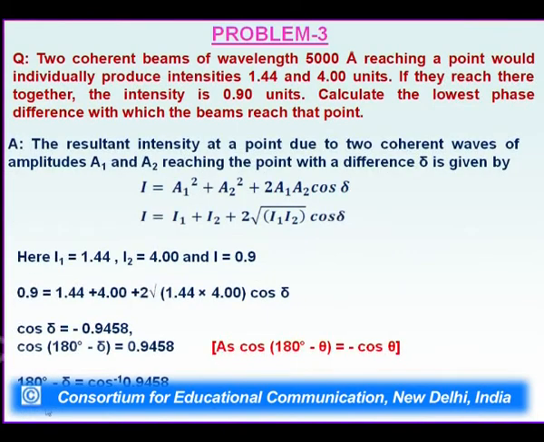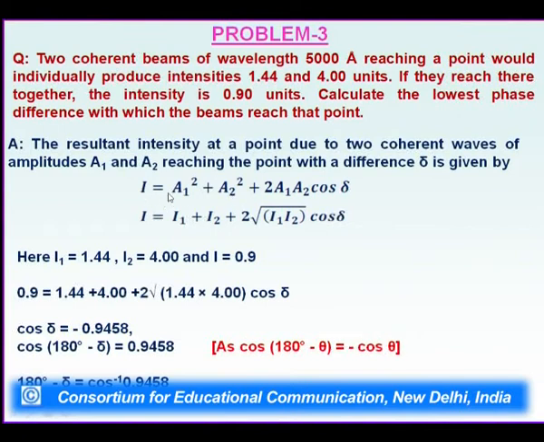What is the formula of phase difference here? First, the resultant intensity at a point due to two coherent waves of amplitudes A1 and A2 reaching the point with phase difference delta is given by this formula, to get the maximum intensity or minimum intensity I. A1 and A2 are the amplitudes of the two waves.